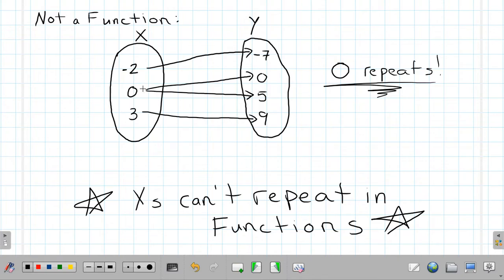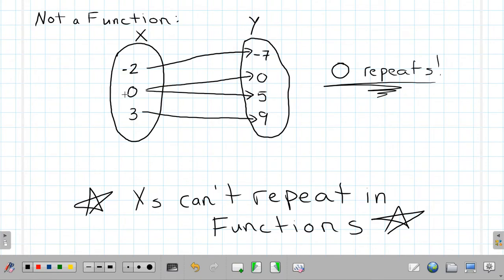Okay, and since 0 repeats, that means this is not a function. So if we plug in 0, it's going to be mapped to 0 or 5, or 0 and 5. But once again, with a function, we want to know, if I plug in 0, what am I going to get out? Well, I'm going to get out 0.